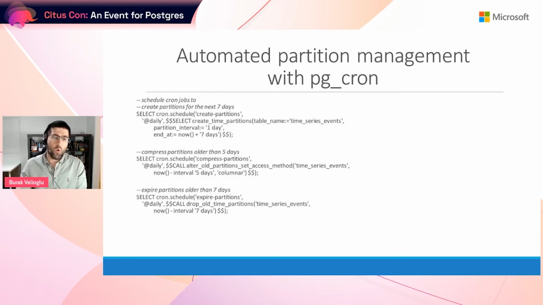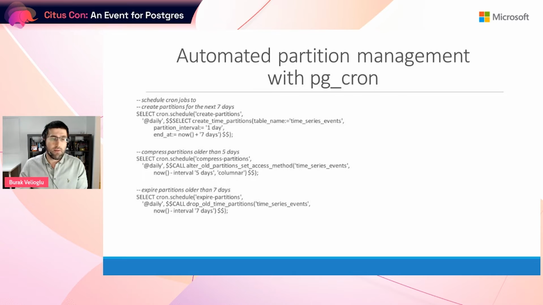And if you want to also automate compressing your data older than, let's say, 5 days, you can also automate that job using pg_cron again. You can schedule another job, a new job. You can name it compress partition.